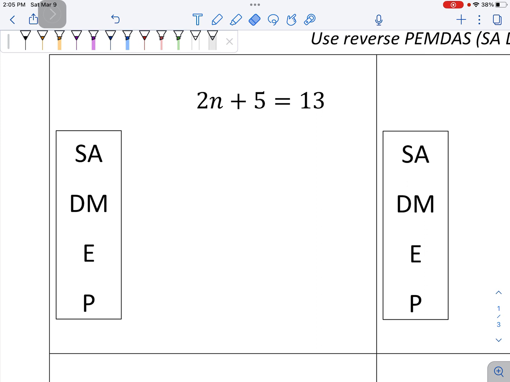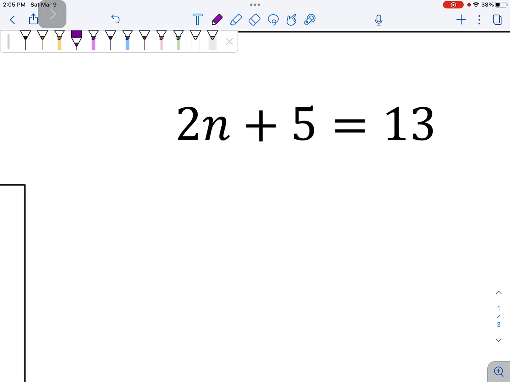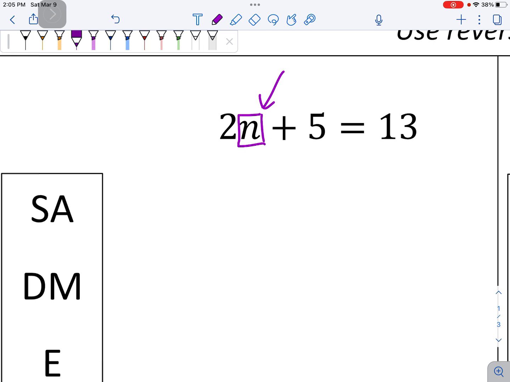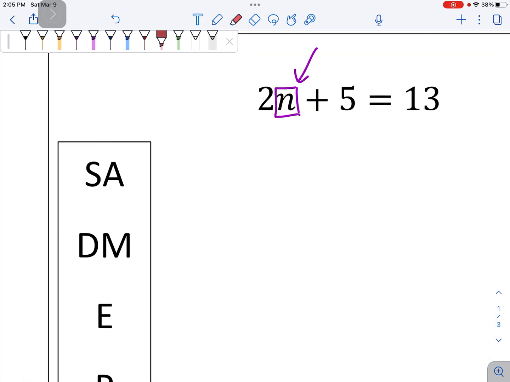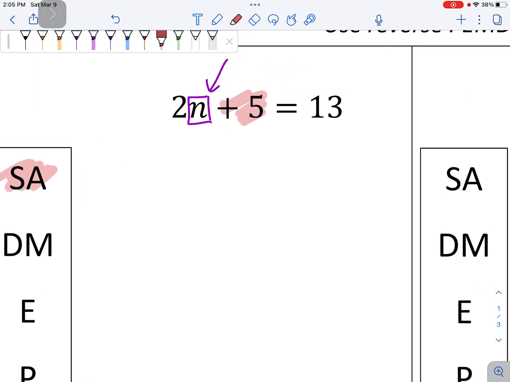which is why we end up flipping around PEMDAS. All right, so I am going to start by finding the variable and putting a box around it. I want to figure out what just that n represents in this equation. To do that, our first step says subtraction and addition. So here it says plus 5. Before I plus 5, I'm going to make a line going straight down through the equals. Sometimes we call that a wall.